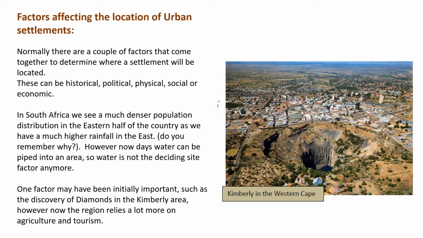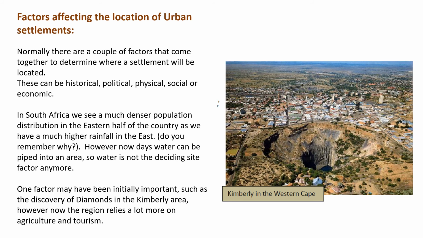In South Africa, we see that we have a much denser population distribution in the eastern half of the country, as we've got a much higher rainfall in the east. Can you remember why we've got more rainfall on the eastern side of the country? Ocean currents, there's your clue. So nowadays, water is not such a determining factor anymore because water can just be pumped or piped into an area.